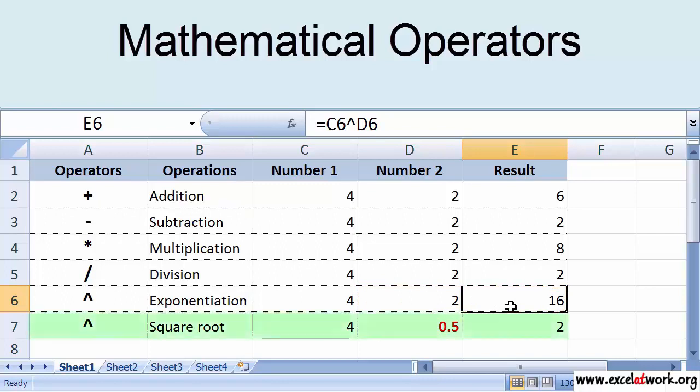You can also get the square root of a number by raising the number to the power of 0.5. Let's see how this is used. I select the cell E7 to see its contents in the formula bar. This formula is raising the value in cell C7 to the power of the value in cell D7. So it calculates 4 to the power of 0.5, which is 2.